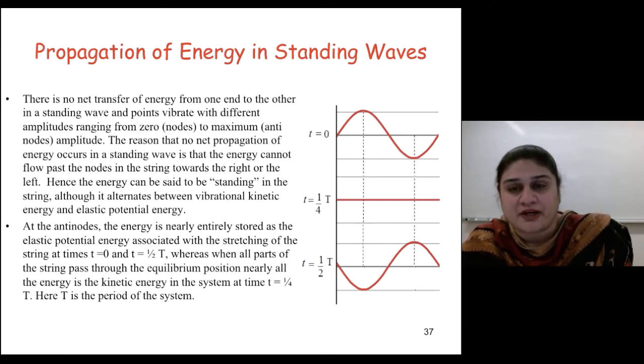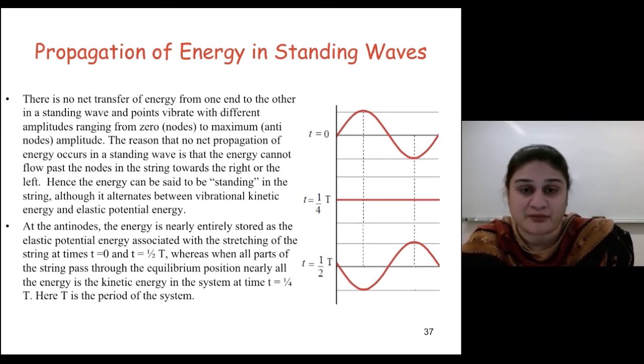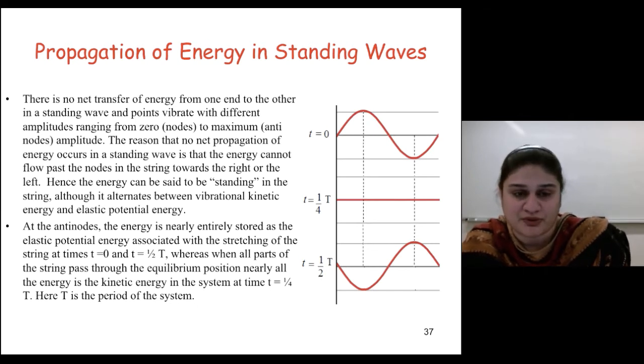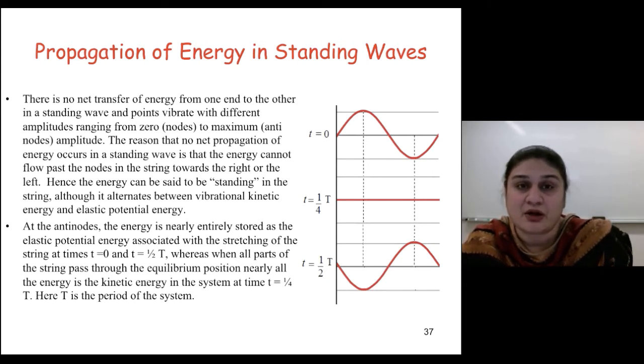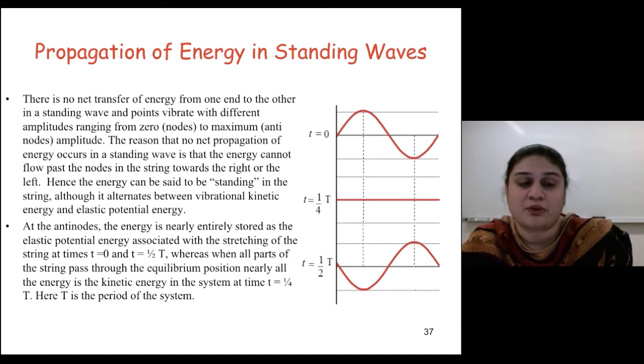So, propagation of energy in standing waves. Because there's no motion of the wave, there's no net transfer of energy from one end to the other in a standing wave. Points vibrate with different amplitudes, ranging from 0, which are the nodes, to a maximum at the antinodes. The reason that no net propagation of energy occurs in standing waves is that the energy cannot flow past the nodes in a string towards the right or the left.